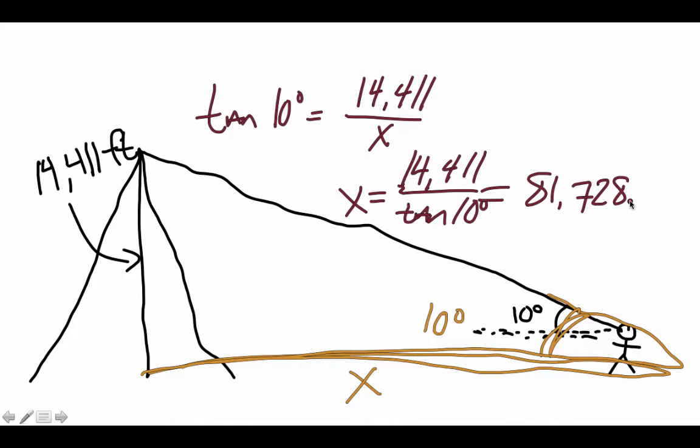81,728.8 feet. I'm going to divide that by 5,280, and apparently that's when I'm 15 miles from the base. So obviously my made-up angle of 10 degrees was much too large for Tacoma. We are more than 15 miles from the base of Mount Rainier, but anyway, something like that.